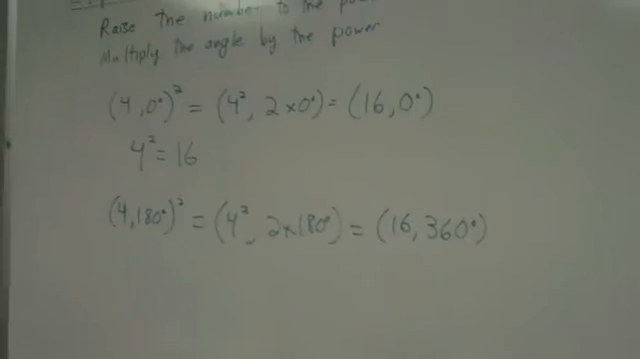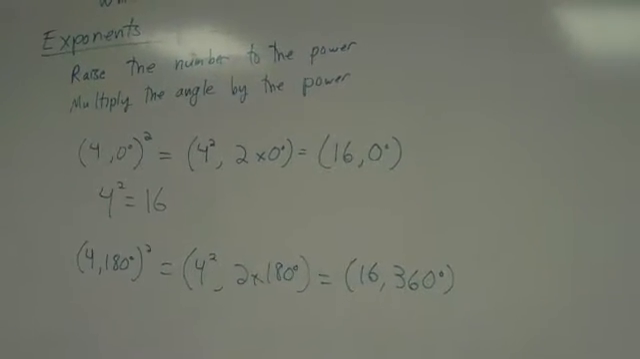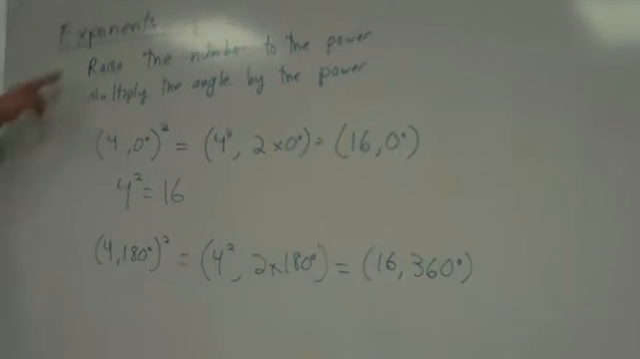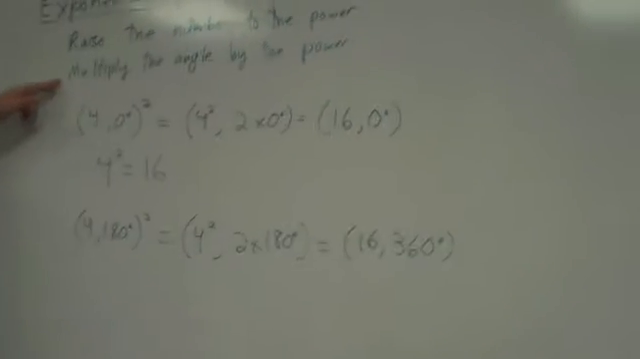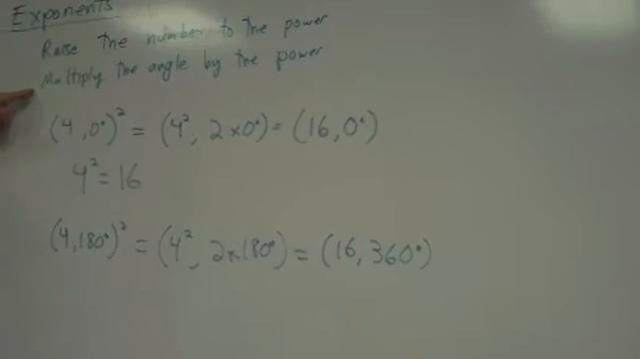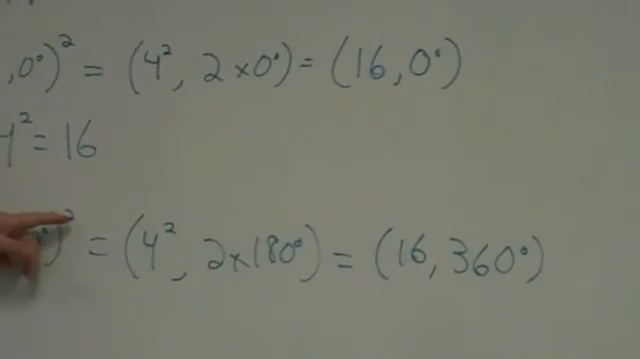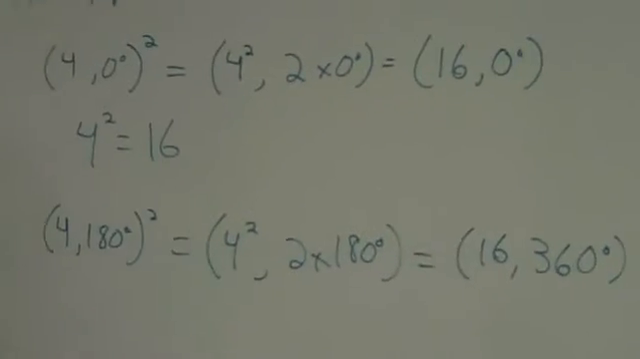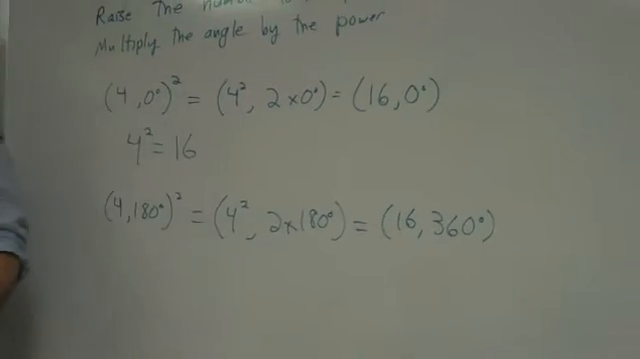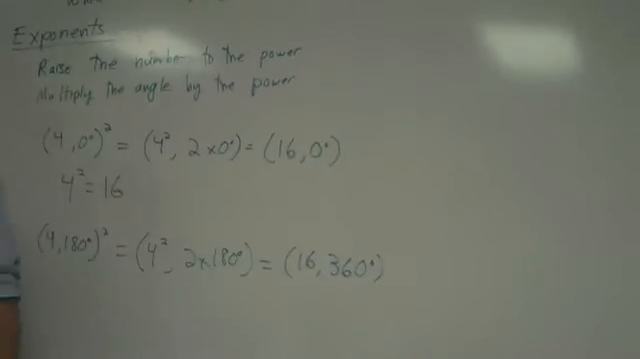Okay? Oh, is it 180 times 180? No, wait. 180 plus 180. You raise the number to the power, but you multiply the angle by the power. Yeah, so why did you get 360? Because you're multiplying 180 degrees times the power 2. You're not raising it to the power. 180 times 180 is some huge number, and God knows where that faces.